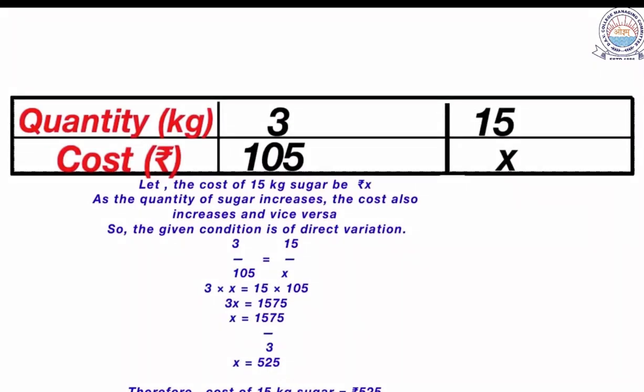Let the cost of 15 kg sugar be rupees x. As the quantity of sugar increases, the cost also increases and vice versa. So, the given condition is of direct variation. By solving it, I found that the cost of 15 kg sugar is rupees 525.